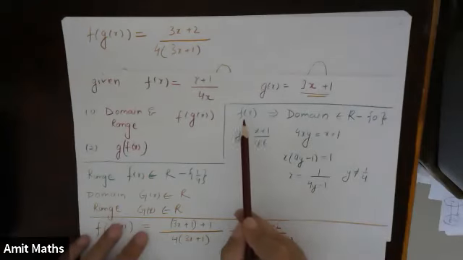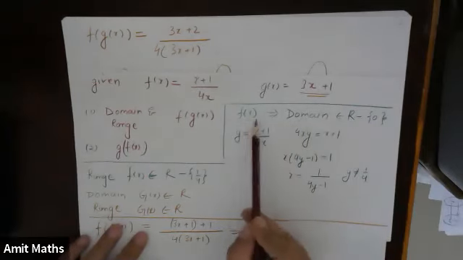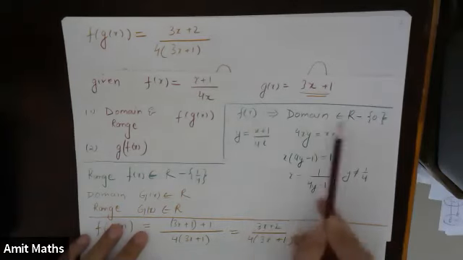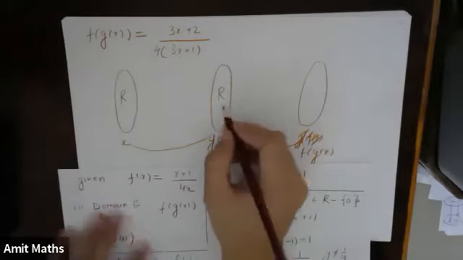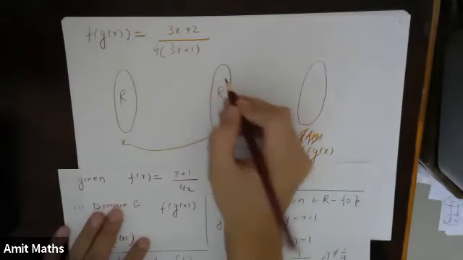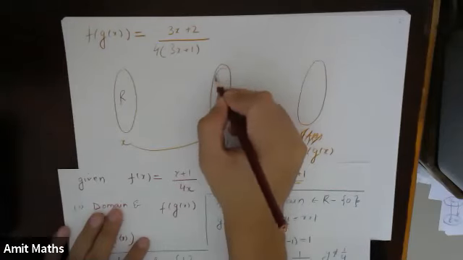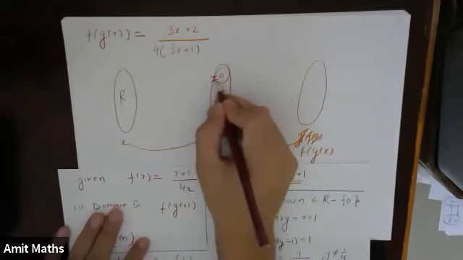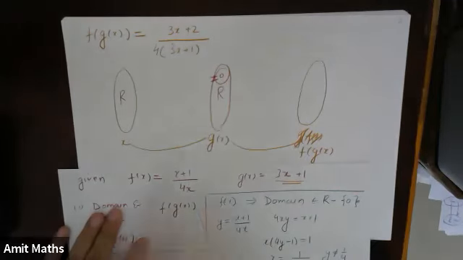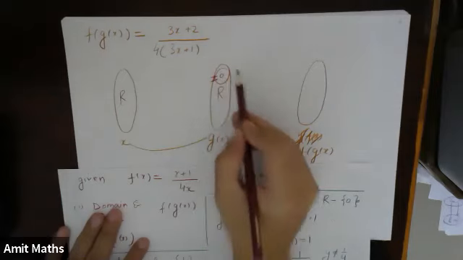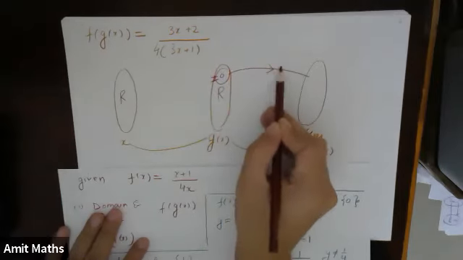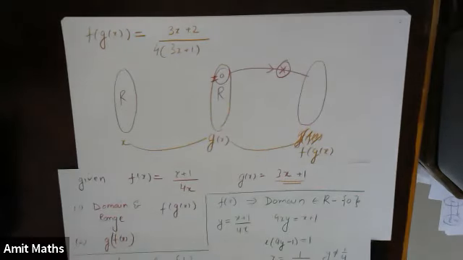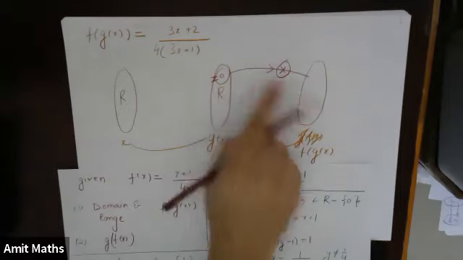But what is the domain of f of x? The domain of f of x is real minus 0. That means from here we cannot take 0. This is okay. Here if there is a value 0, this 0 will not have any image here. Till here everything is fine.